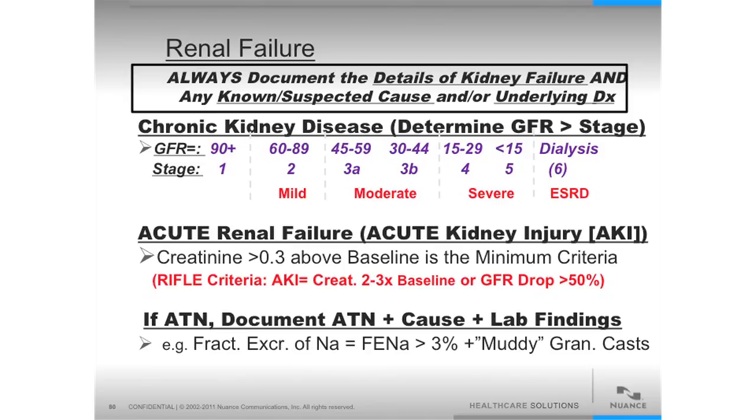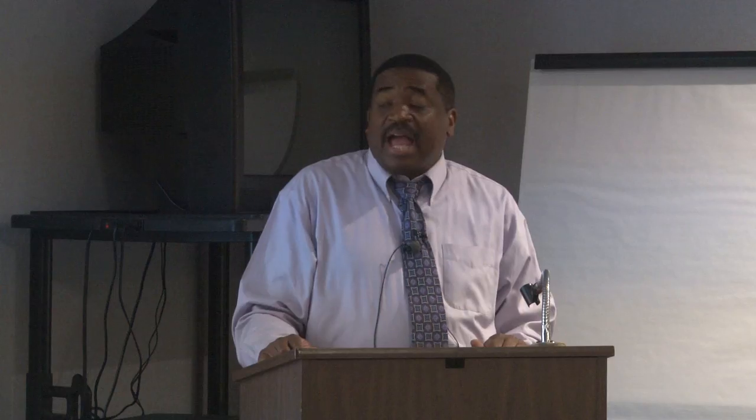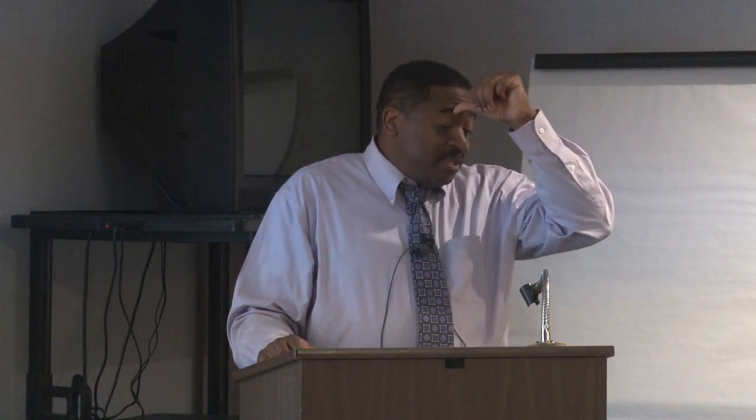So it's important that we're paying attention to these little things. They will make life so much easier as we move forward. Now, if you do not know the RIFLE criteria, please go look that up. Even if you want to use the KDIGO criteria or any new criteria that's coming along, the numbers are pretty much the same. You want to be able to identify acute kidney injury.